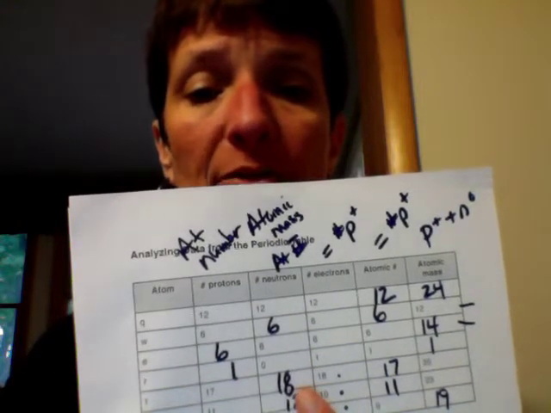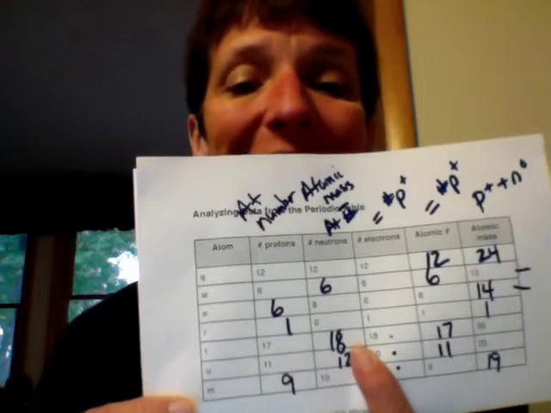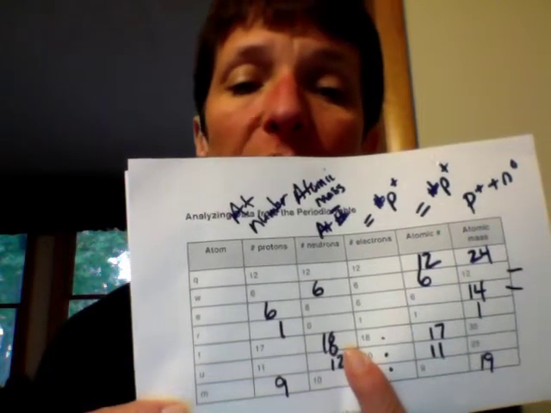So that means that we have 35 minus 17 gives me 18 for my number of neutrons. So in T, it should be 17, 18, 18, 17, and 35. Now, let's look at U. We're missing my number of neutrons and we're missing my atomic number.